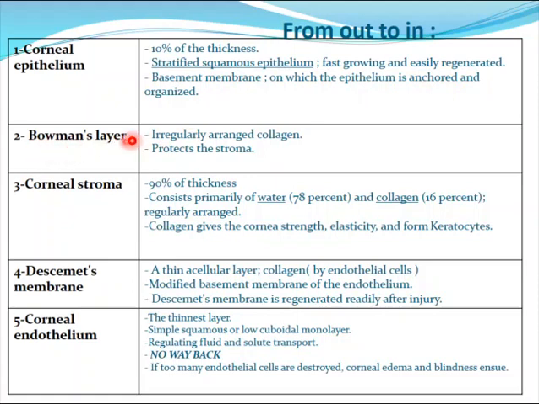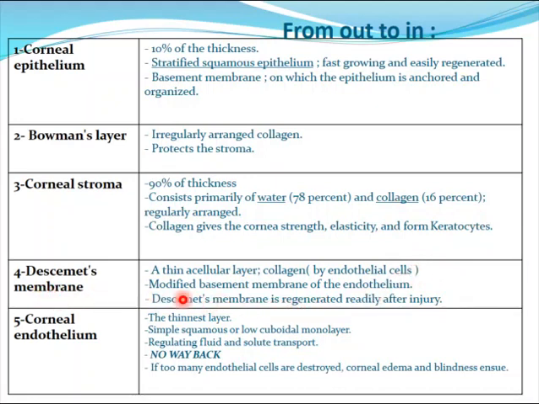The second layer is the Bowman layer, irregular arrangement of the collagen fiber, protect the stroma. Then Bowman layer, one of the layers for protections of the stroma. This is the main function. Corneal stroma, about 90% of the thickness, consists primarily of water, about 78%, and collagen fibers, about 16%. Regular arrangement of the collagen fiber. Collagen give the cornea strength, elasticity, and form the keratocytes. سوينا الكيراتوسايت.